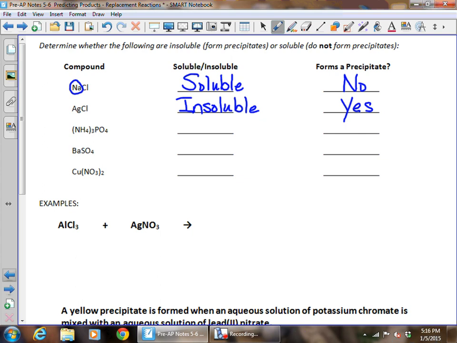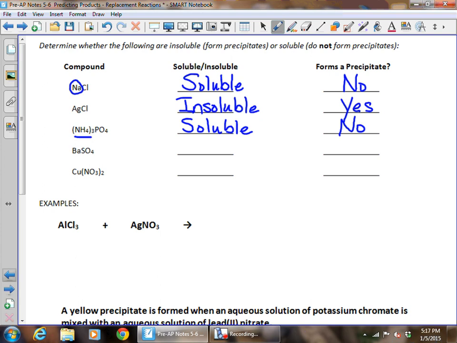NH4, ammonium phosphate, (NH4)3PO4. First thing again is to look for our common, always soluble ions. Does it have ammonium or nitrate? And why, yes, it does. Ammonium, NH4. It's got NH4 in it, which is one of our always soluble ions. Check back on your solubility chart. So this is going to be soluble. And since it's soluble, it will not form a precipitate.